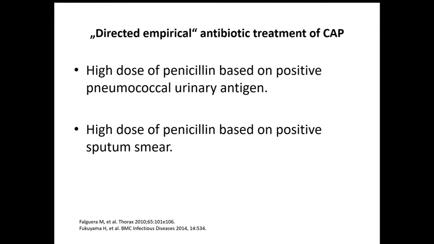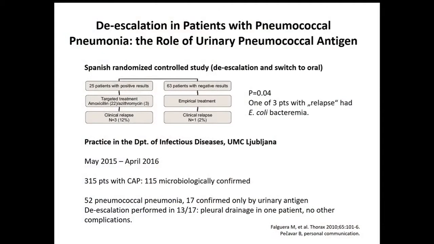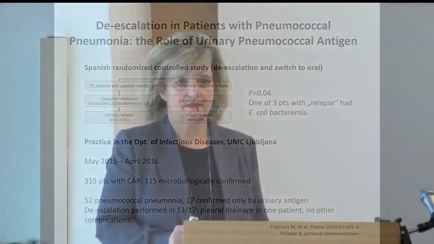The first recommendation actually comes partially from a study. They randomized patients, and they looked at the patients with pneumococcal antigen. The patient had urinary antigen positive, and they decided for the targeted treatment. And in the control group, they didn't. And there were more relapses, of course with few patients, more relapses in the targeted treatment when they decided to give penicillin because of positive urinary antigen.